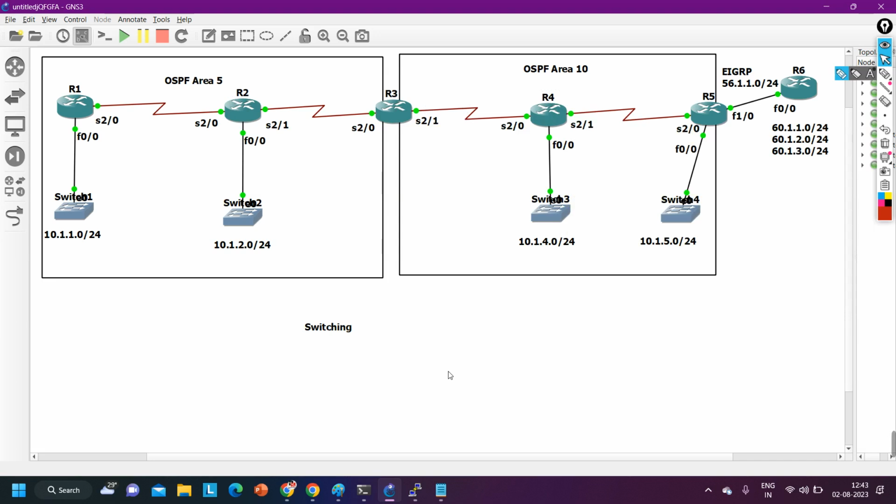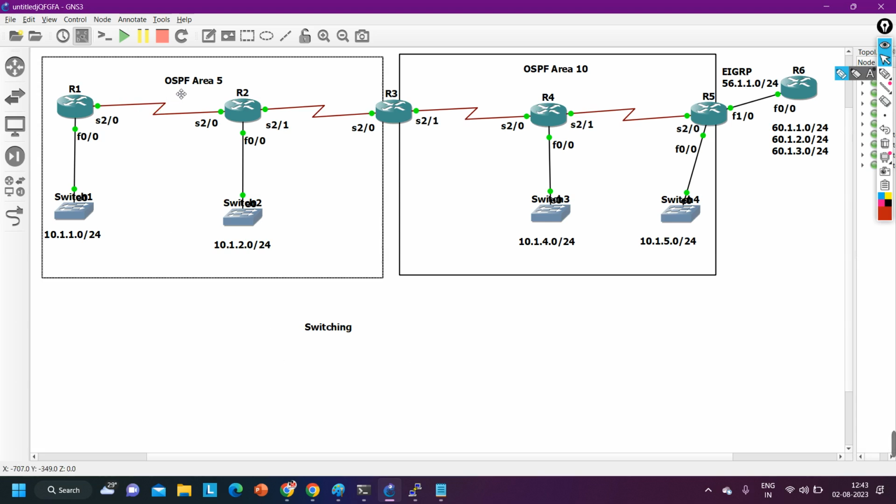Okay, now I understand. Between two areas, one ABR should be there. The backbone area should be there. If both areas are area 0, then no problem, it will work fine, because both are the same area.